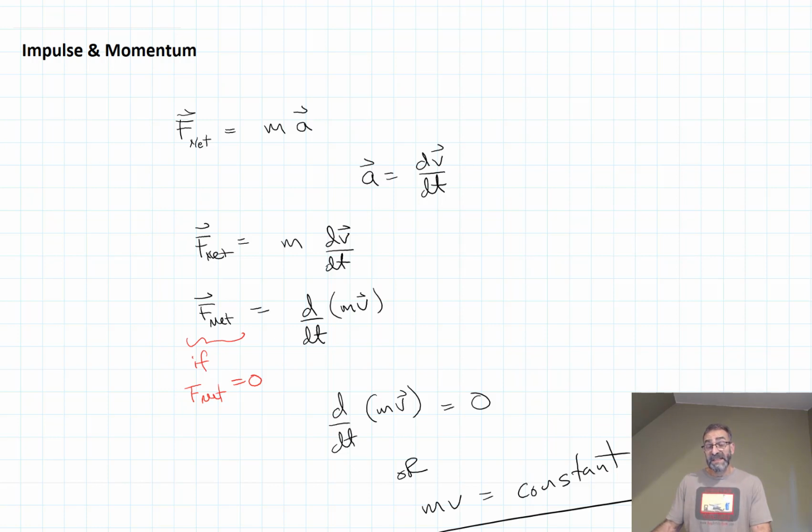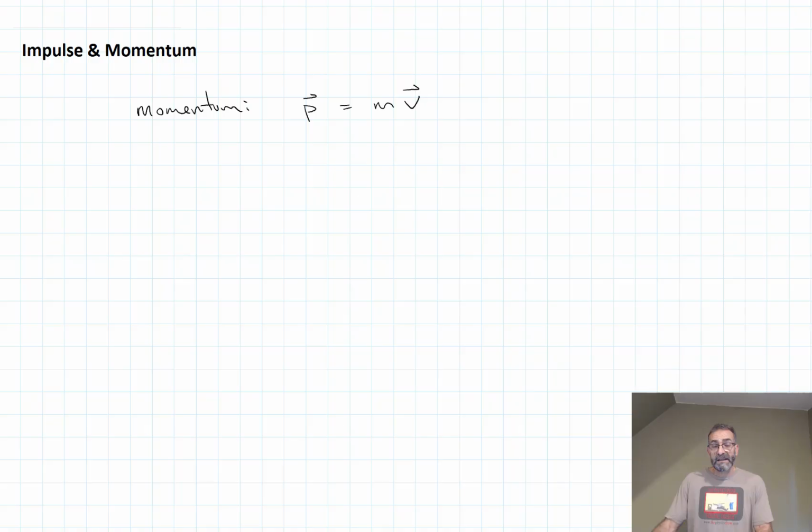So there's something special about this quantity m times v. If the net force on our system is 0, this quantity has to be the same. It has to be conserved. And that's where the idea came from. Let's call it its own special name. Let's call it momentum. So mv is its own special quantity. We call it momentum, and we use a lowercase p for that.